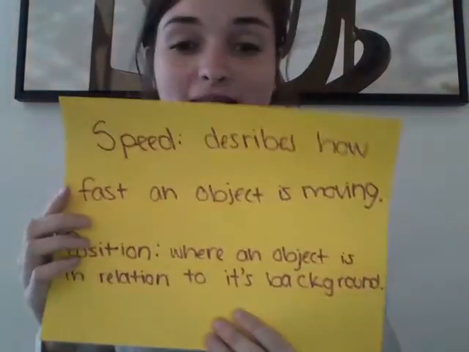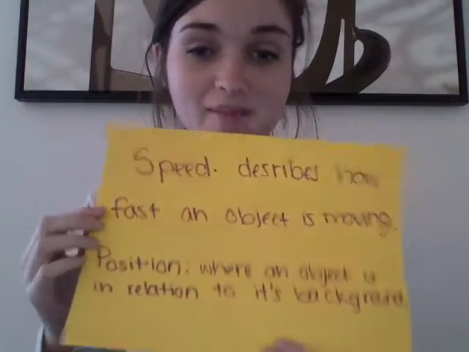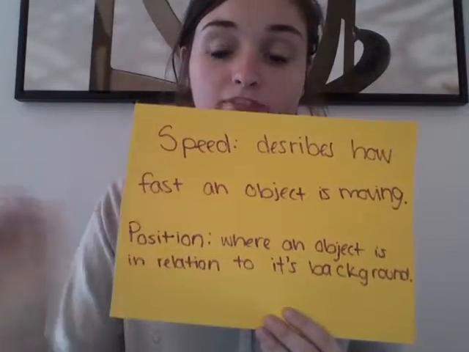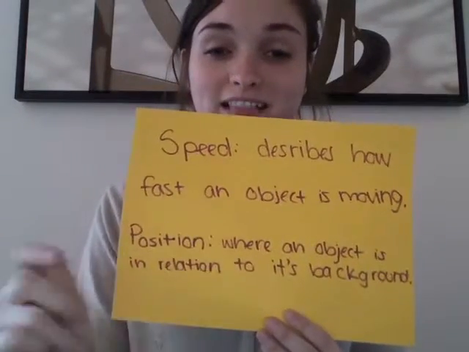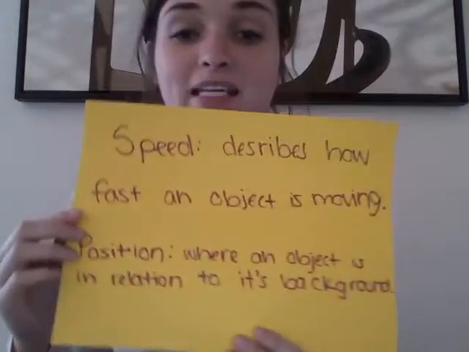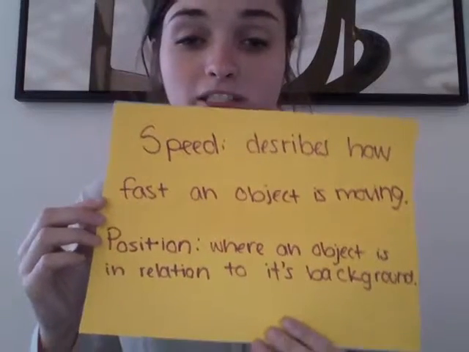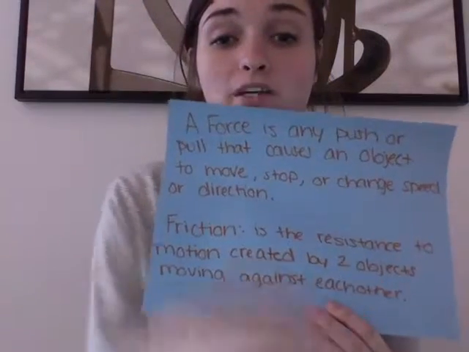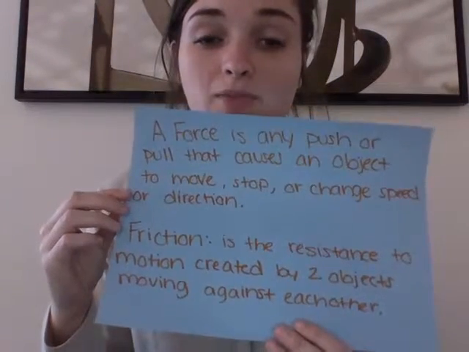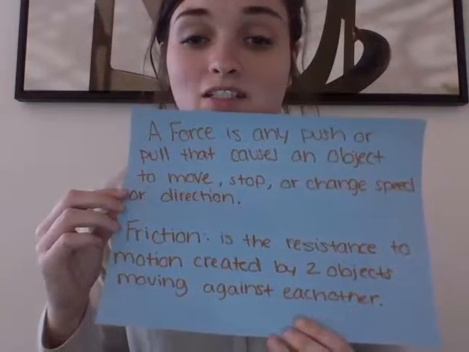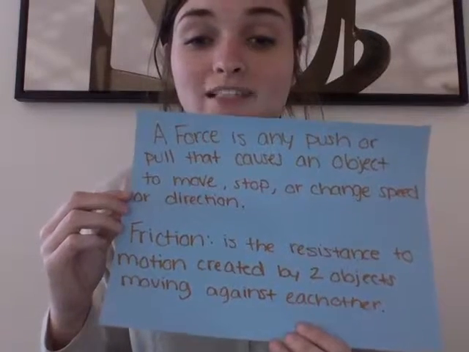Okay, now we're going to have fast vocab. So, the first word we have is speed, which is very fitting for fast vocab. On your notes, I want you to write down the word on the first flap, and then write down the definition inside, so that later you can practice these quick little terms. Speed describes how fast an object is moving. Position is where an object is in relation to its background. A force is any push or pull that causes an object to move, stop, or change speed or direction. Friction is the resistance to motion created by two objects moving against each other.